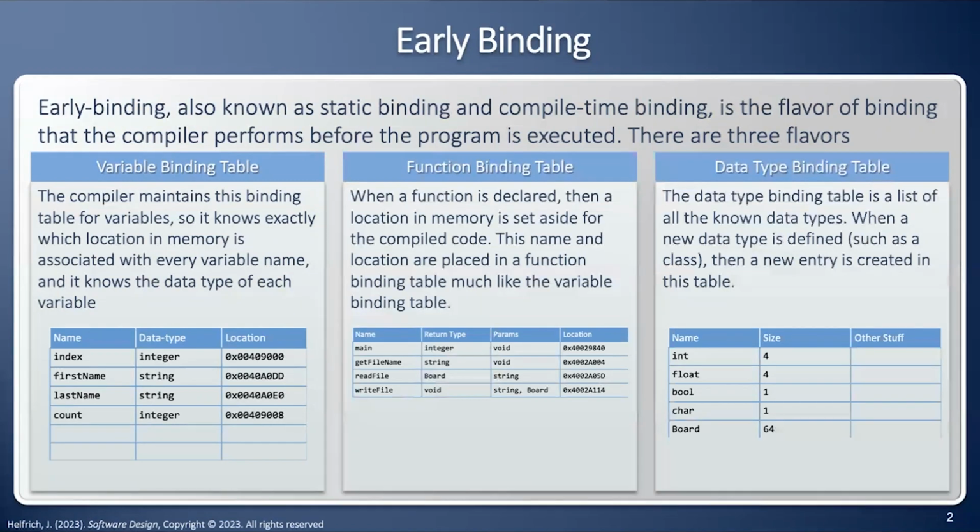Now, the compiler is going to pre-build a binding table for the built-in data types, int, floats, bools, chars, and stuff like that. But it will also create a binding table for all the data types that you create, whether these be classes or structures or enums or typedefs or whatever. Every time a new data type is created, then an entry in the data type binding table is added.